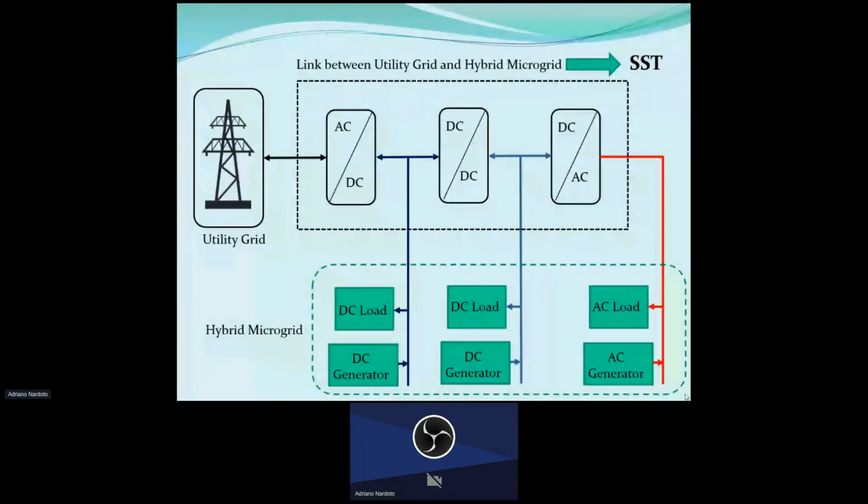In my study, I considered that the hybrid microgrid can operate with generated DC and with AC and DC loads. There are four buses, 2 DC buses and 2 AC buses.